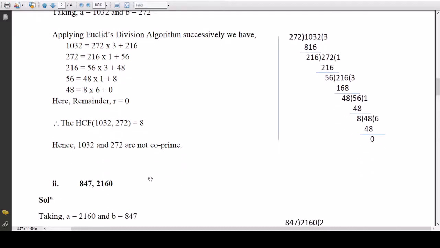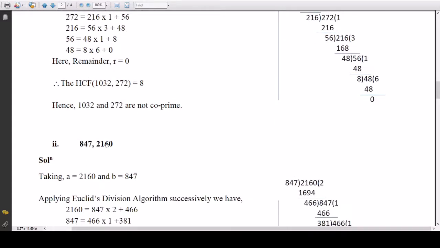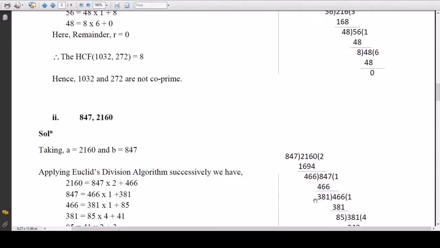Next, the second pair is 847 and 2160. Taking A as the bigger number and B as the smaller number, when you divide the bigger number by the smaller number, 847 you go with 2, which is 1694, giving you remainder 466. So 2160 is 847 multiply 2 plus 466. Then you take this divisor 847 as the dividend, and this remainder as the divisor. You just shift this place. See, 847 you shift to this place.